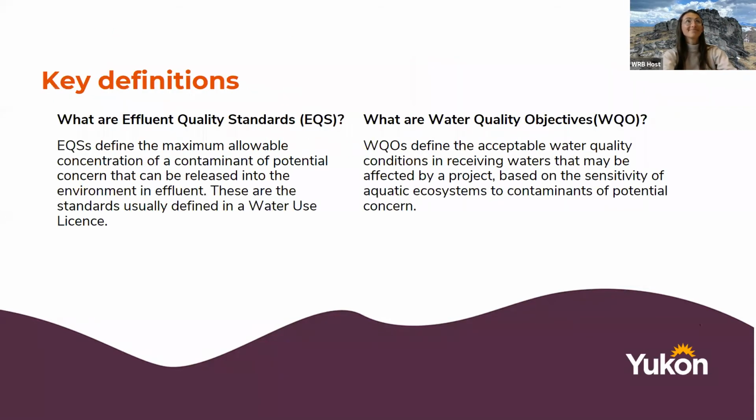So some key definitions. What exactly are effluent quality standards? These EQSs are defined as a maximum allowable concentration of a contaminant of potential concern that can be released into the environment as effluent. These are standards usually defined in the water use license. These are a bit different than water quality objectives, which are defined as acceptable water quality conditions in receiving waters that may be affected by a project based on the sensitivity of the aquatic ecosystems to contaminants of potential concern.